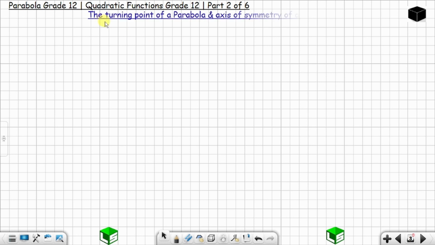Now we are going to see the turning point of a parabola and axis of symmetry of a parabola. How can you find the turning point of a parabola and the axis of symmetry of a parabola if you are given any form of the equation of a parabola? So let's start with the standard form.